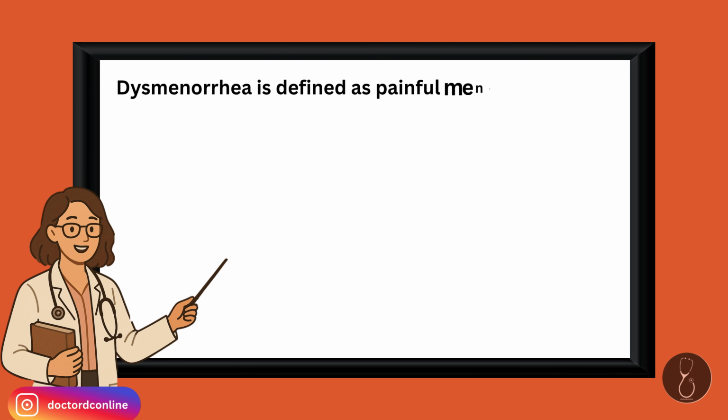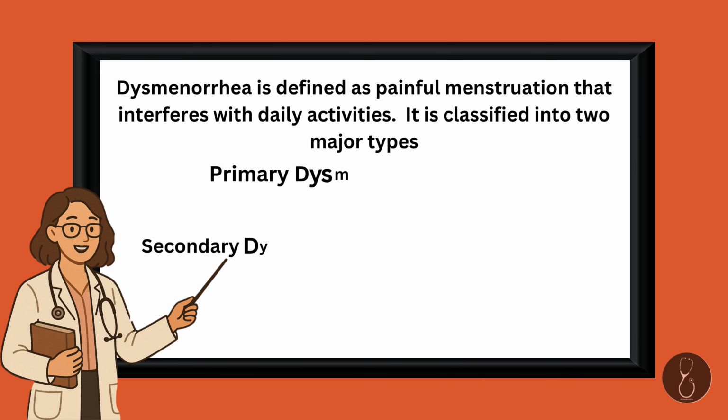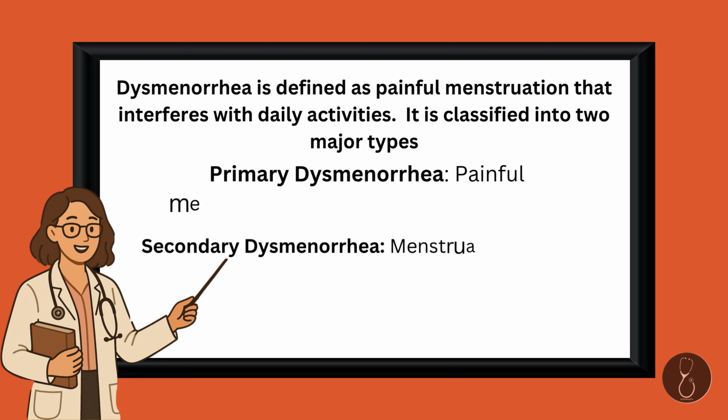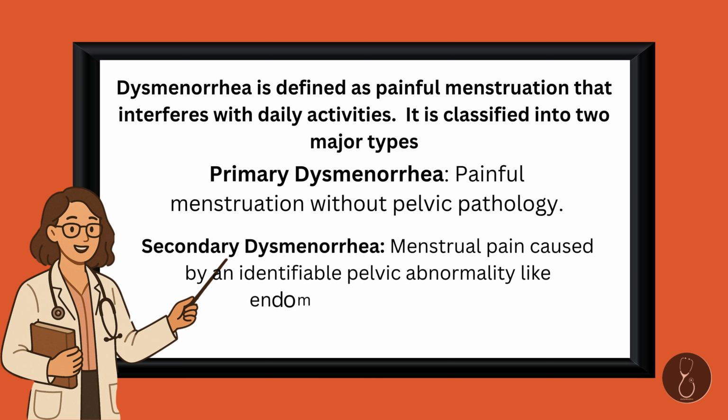Dysmenorrhea is defined as painful menstruation that interferes with daily activities. It is classified into two major types. Primary dysmenorrhea, painful menstruation without pelvic pathology. Secondary dysmenorrhea, menstrual pain caused by an identifiable pelvic abnormality like endometriosis or fibroids.